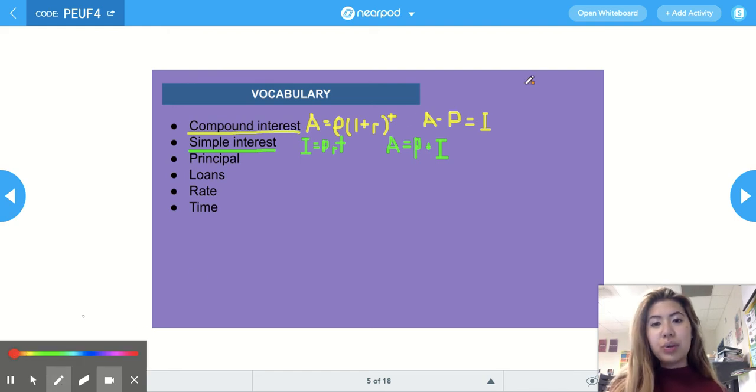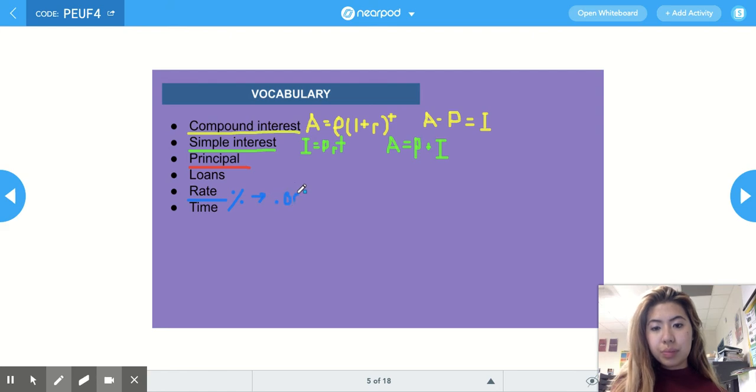So the same variables in our equations include the principal, which is the starting amount, the interest rate, which is usually given as a percent, but we have to turn it into a decimal, and then time, which is usually for us going to be calculated in years. Sometimes we're going to be given months that we have to convert to years.